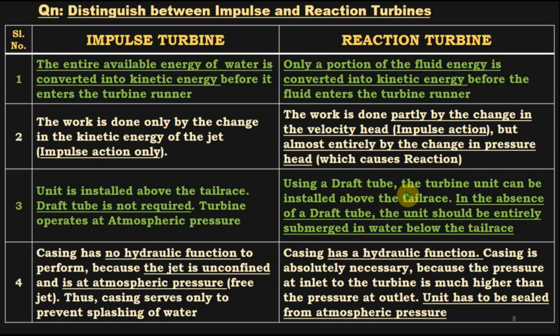If a draft tube is used, then the turbine unit can be installed above the tail race. In the absence of a draft tube, the turbine unit should be entirely submerged in water below the tail race. That means the entire turbine unit should be installed below the tail race, and that will make the inspection and periodic maintenance and repair very difficult. And if you use a draft tube, the turbine unit can be installed above the tail race, and the periodic inspection and maintenance can be done properly.